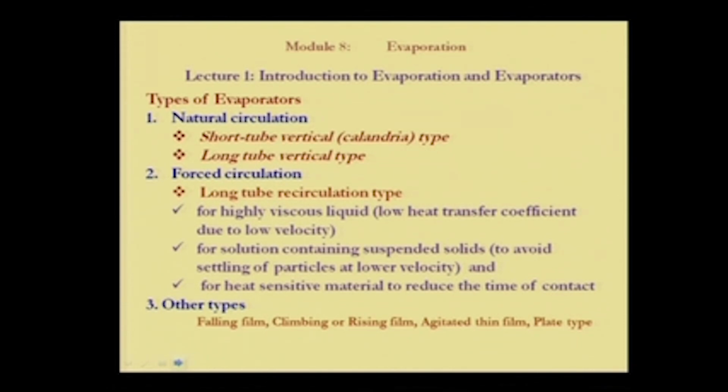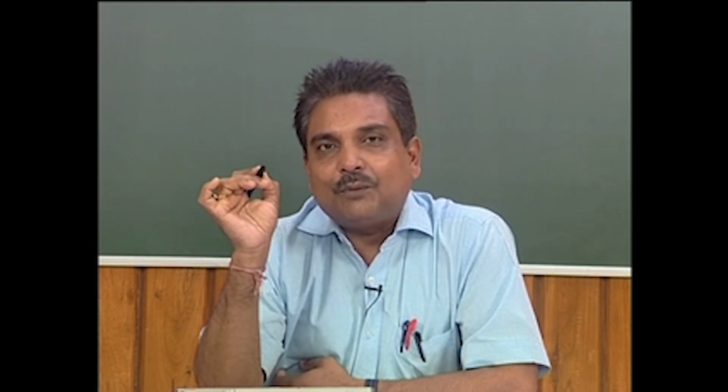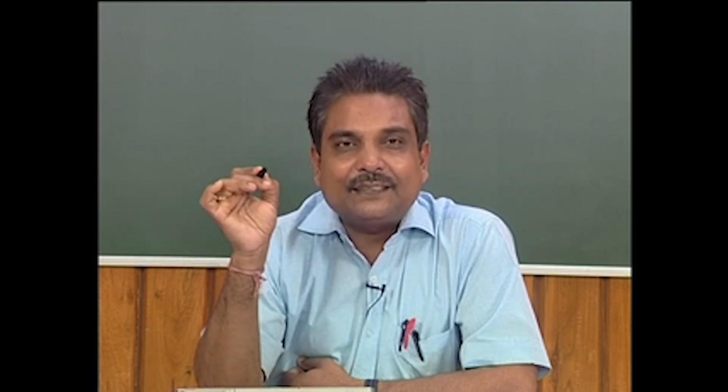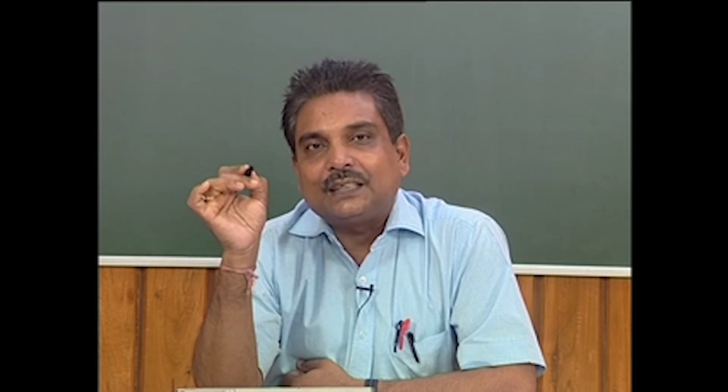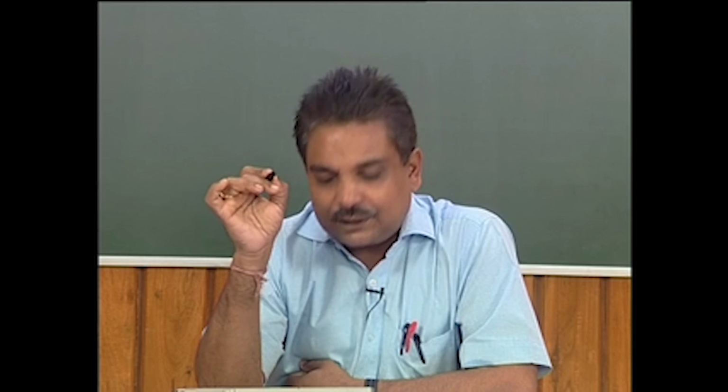In the natural circulation evaporator, the liquid which is getting evaporated flows with the help of a density difference. It is a gradient of density. Because of the changes in temperature, there is a density gradient, and because of the density gradient, that fluid moves. That is called natural circulation.